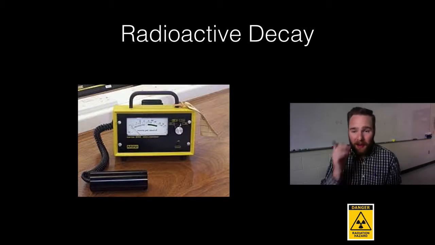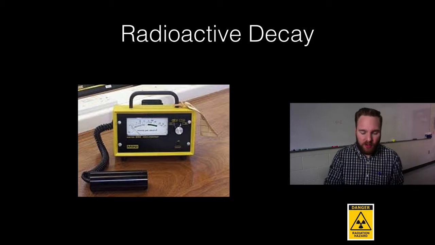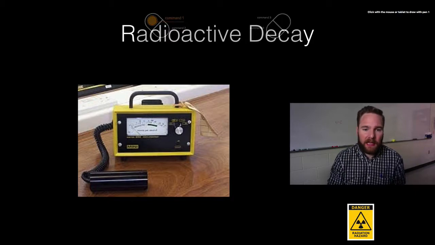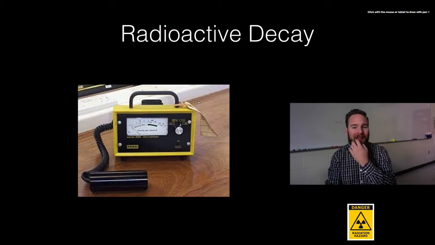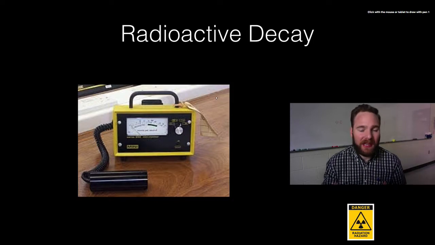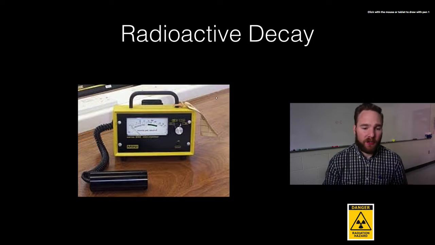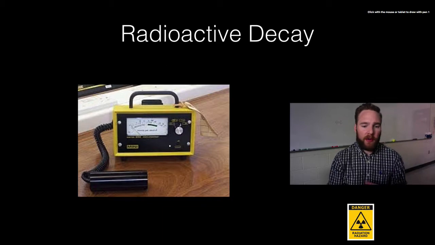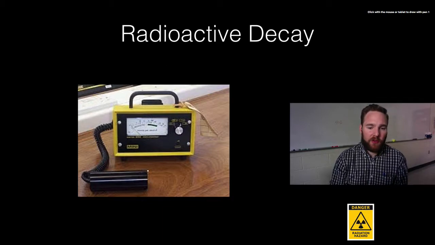So today we're going to talk about radioactive decay and radiation. What you see in front of you right here is a Geiger counter. We didn't mention this in class, but a Geiger counter is an instrument that's used to measure radiation.